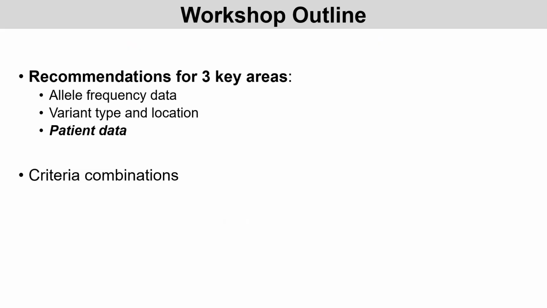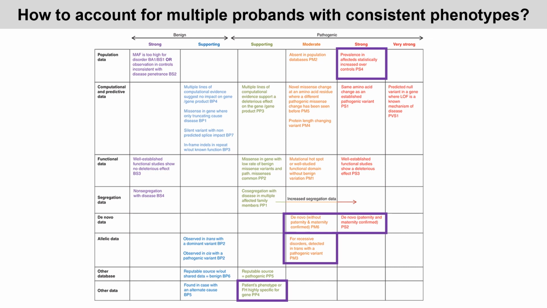All right, so next I was going to look at patient data. Another question that often comes up is when you have multiple people who have disease that have had this variant, how do you incorporate all of that information and what criteria is applicable? So you can see I've highlighted some of the more patient-centric pieces of evidence here in the framework.